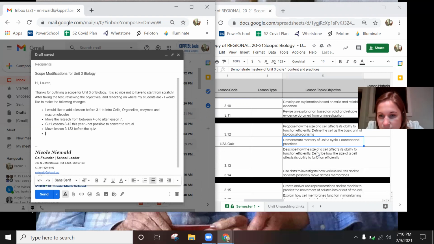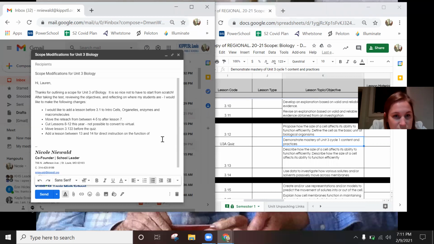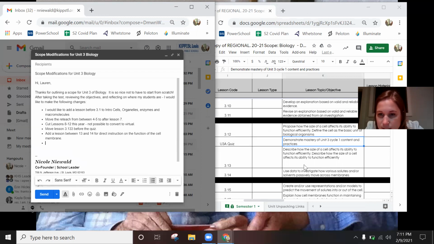Use data to investigate how various solutes and or solvents passively move across membranes. They don't know what membranes are yet. So I'm gonna say add a lesson between 13 and 14 for direct instruction on the function of the cell membrane. All right, let's keep going.